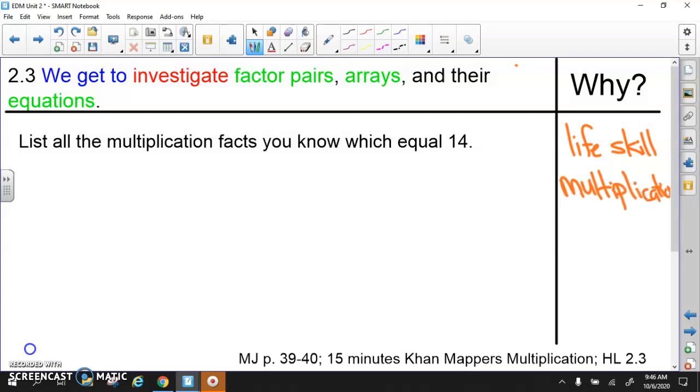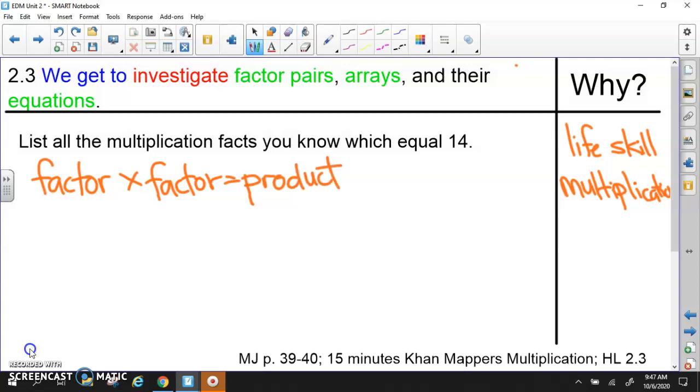Okay. So I want to be sure that you understand this: a factor is the number you multiply by another factor to get, who remembers the answer to a multiplication? The product. Factor times factor equals a product, just so you're very clear on this vocabulary, okay?